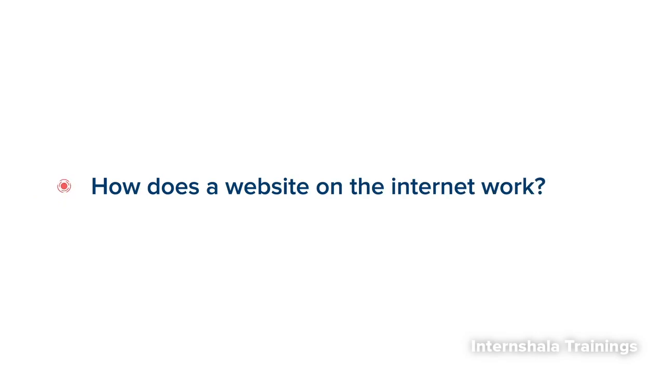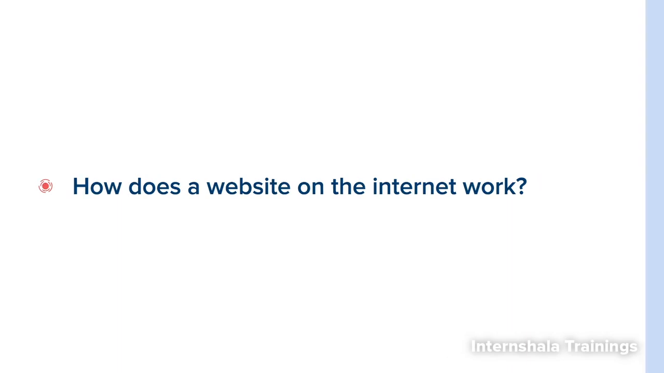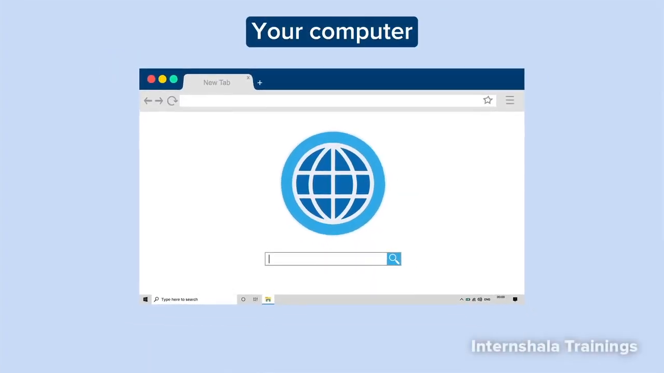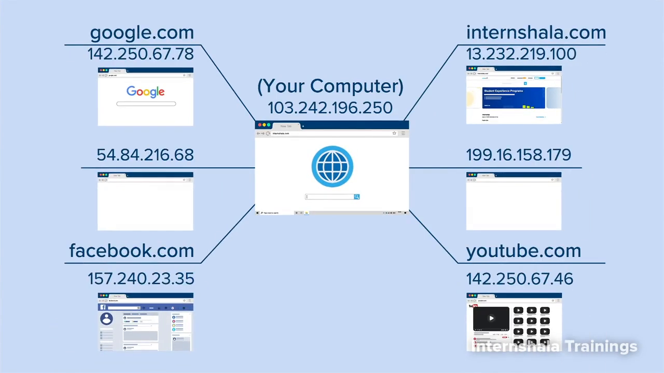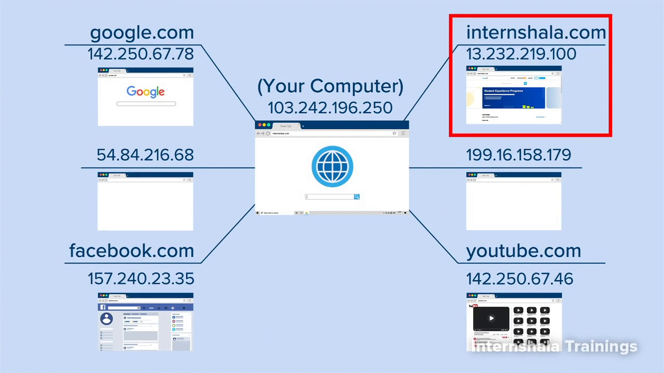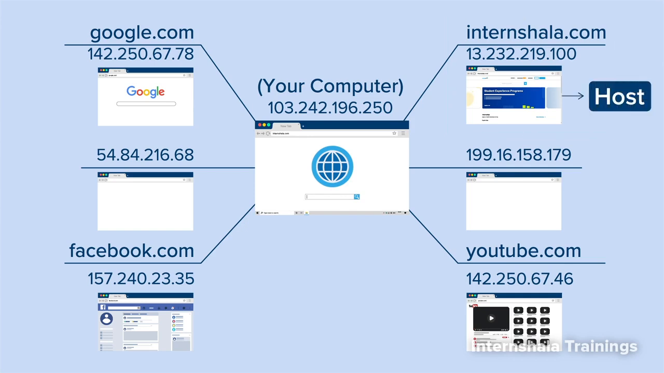Now that you know what the internet is, let us again have a look at how a website on the internet works. Suppose you want to open the website internshala.com on your browser. For that, as you had already guessed, you will ensure that your computer is connected to the internet so that it can communicate with other computers across the world. Now, somewhere over the internet, there must be another computer that is responsible to serve you with the website you want to open. And the computer that serves you by opening the website you requested is known as the host.